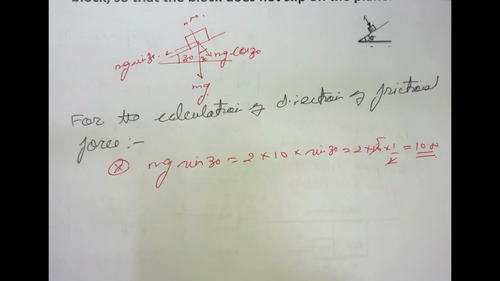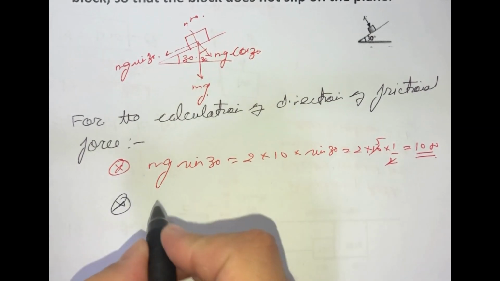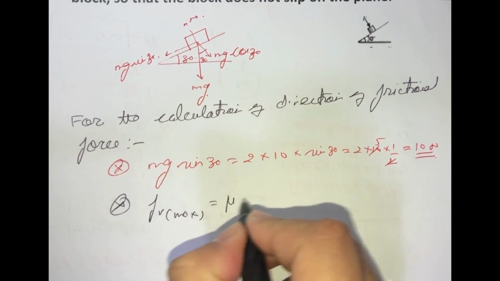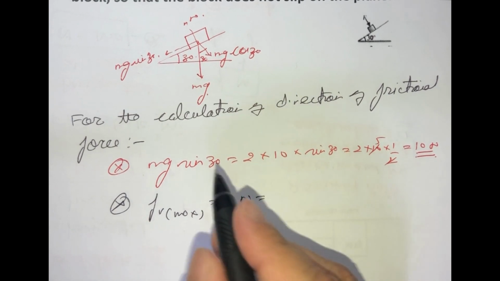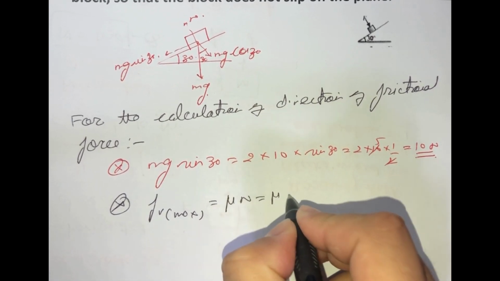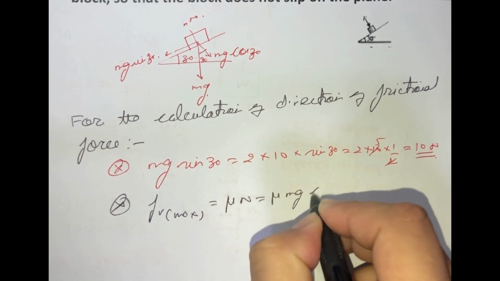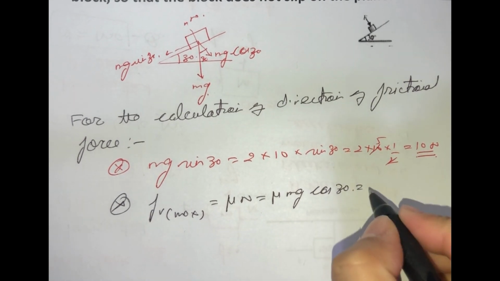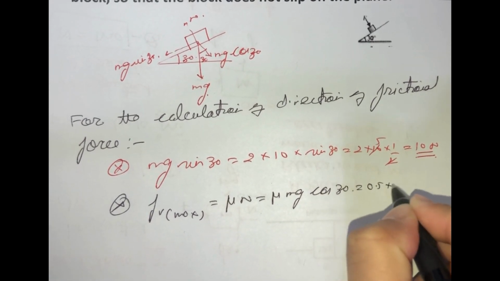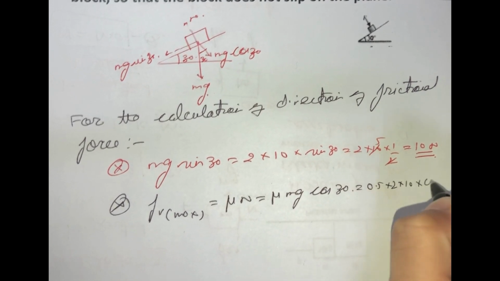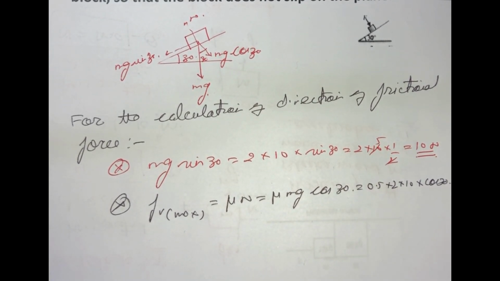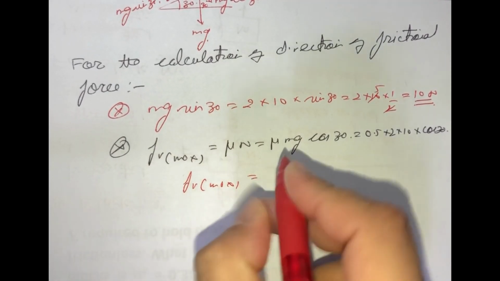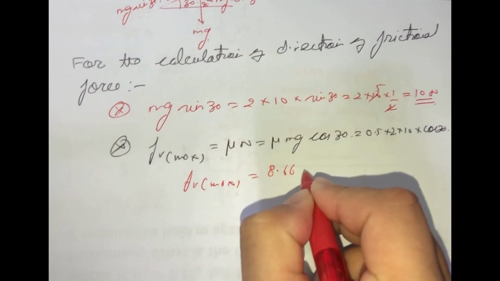Now let us find out the maximum value of the friction that can act on the block. So Fr max is equal to coefficient multiplied by normal. Normal is mg cos of 30, so this is mu mg cos of 30. We substitute the value. Mu is given as 0.5, mass is 2, g is 10, and cos of 30. So we get the maximum value of the friction Fr max as approximately equal to 8.66 Newton.